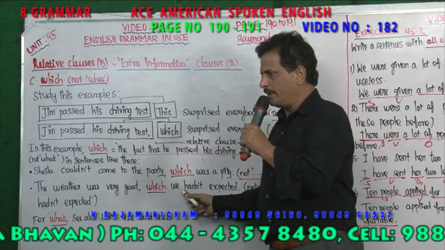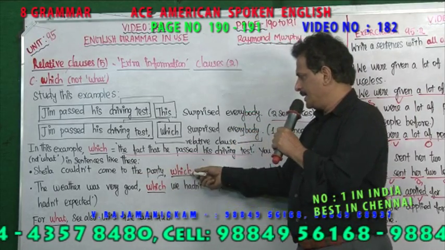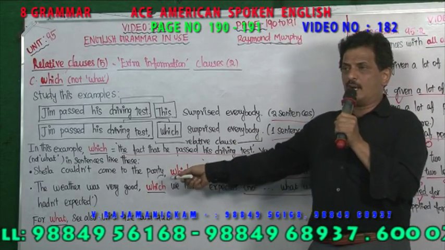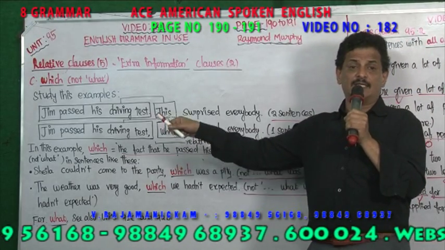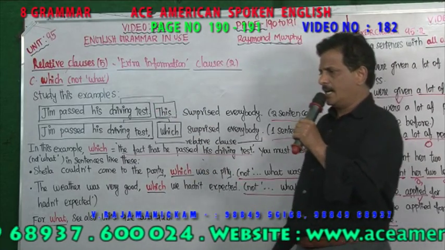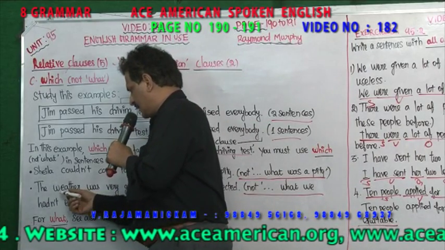ரெண்டு சென்டென்ஸா போடும்போது எப்படி சொல்லுவீங்க? Sheila couldn't come to the party. This was a pity. இது ஒரு சோகமான நிகழ்வு. which was a pity என்றால் அந்த நிகழ்வு சோகமானது என்று வருகிறது. which என்பது இணைக்கக்கூடிய ரிலேட்டிவ் சென்டென்ஸ் வார்த்தையாக வருகிறது.